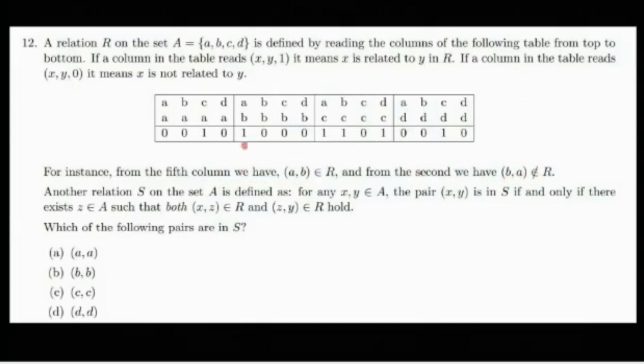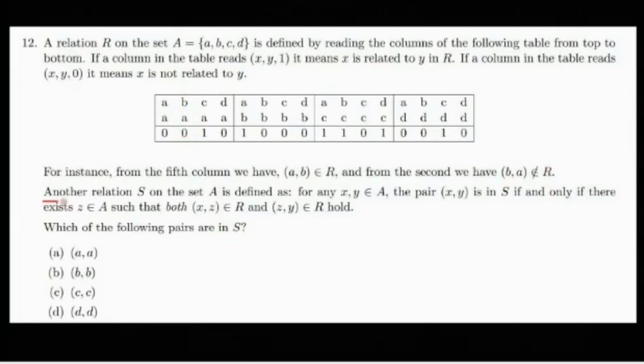Why? Because the fifth column says A, B, 1. That means A and B are related. So A is related to B. So this ordered pair (A, B) is a member of R. But the second column, B, A, 0, means that (B, A) is not a member of R.